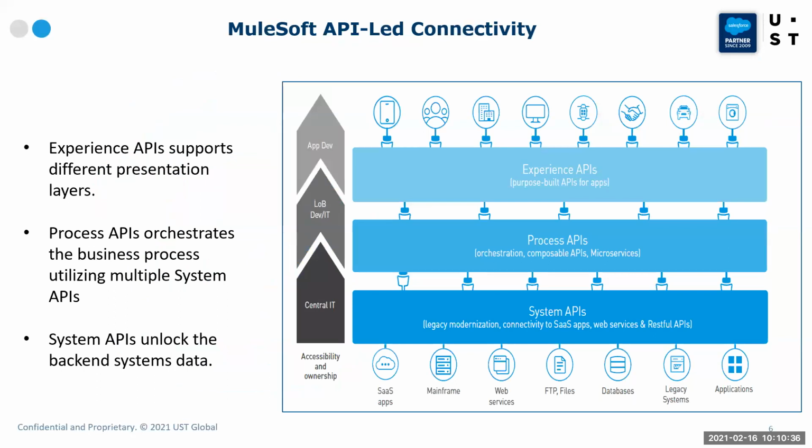And the APIs, actually, MuleSoft proposes to use the API-led connectivity to develop applications. So in this API-led connectivity, we have three layers of APIs. The first layer is the system APIs, wherein we can unlock the data from different SaaS applications, mainframe, or any applications or databases. So these are basically talking directly to the backend applications. So the system APIs unlock this data from all these applications.